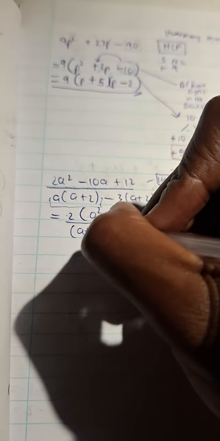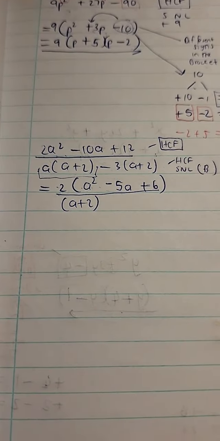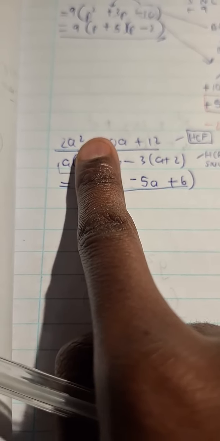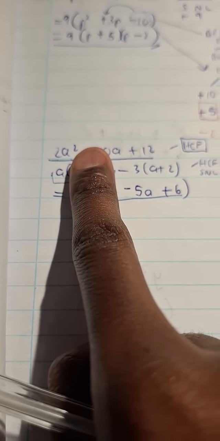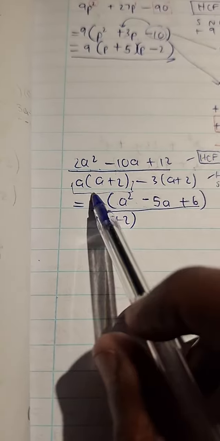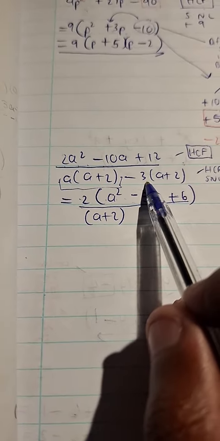It is a plus 2. It is common. We take it out for the first term. When we take it out for the first term, what is left over on the left? Okay, a plus 2 is the common bracket. Please, guys, common bracket, not a minus 3. A minus 3 is not common, all right?